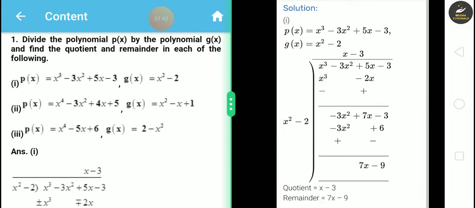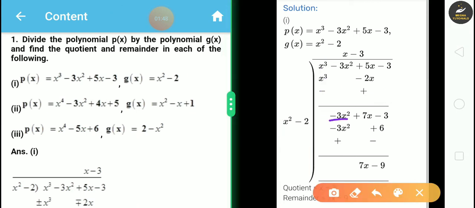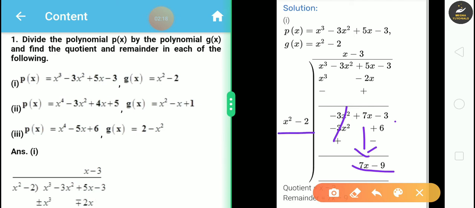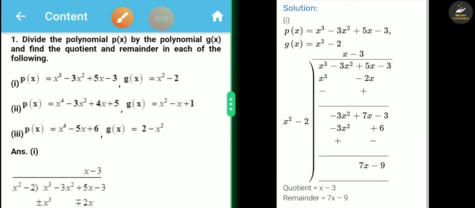Now again first term, minus 3x square upon x square, so we will get minus 3. So multiply minus 3 with x square minus 2, and we will get minus 3x square plus 6. Now minus will be plus and plus will be minus. So minus 3x square plus 3x square will be cancelled, 7x as it is, and minus 3 minus 6 will be minus 9. Now the degree of the remainder is smaller than the degree of the divisor, therefore this will be our last step. So the quotient is x minus 3 and the remainder is 7x minus 9.